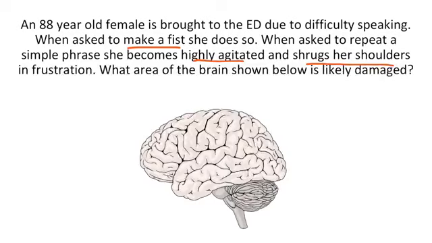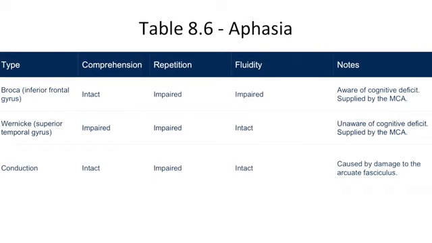In order to get this question right, you need to know that Broca's area is located right here. Again, this is the inferior frontal gyrus. From table 8.6, we can see that Broca aphasia results in impaired repetition, impaired fluidity, and intact comprehension. And that concludes this section.